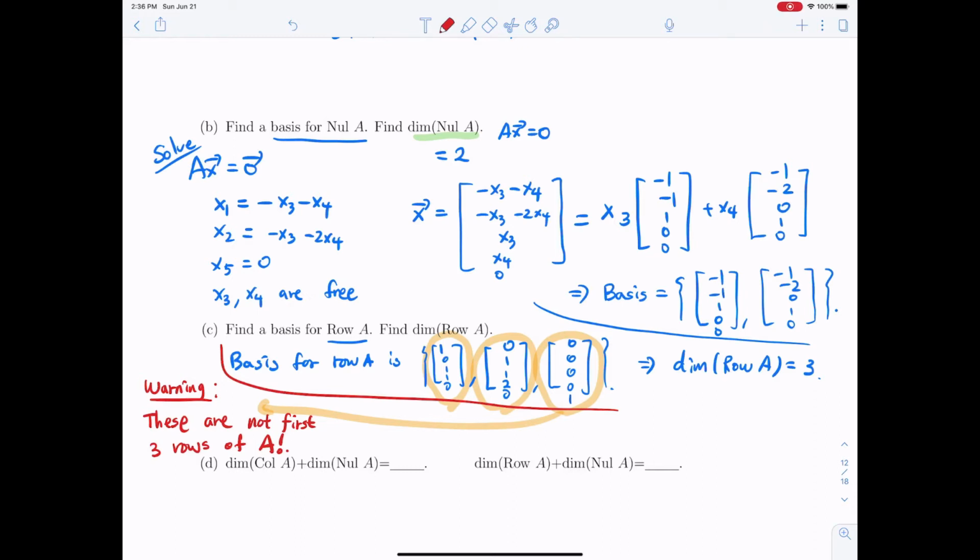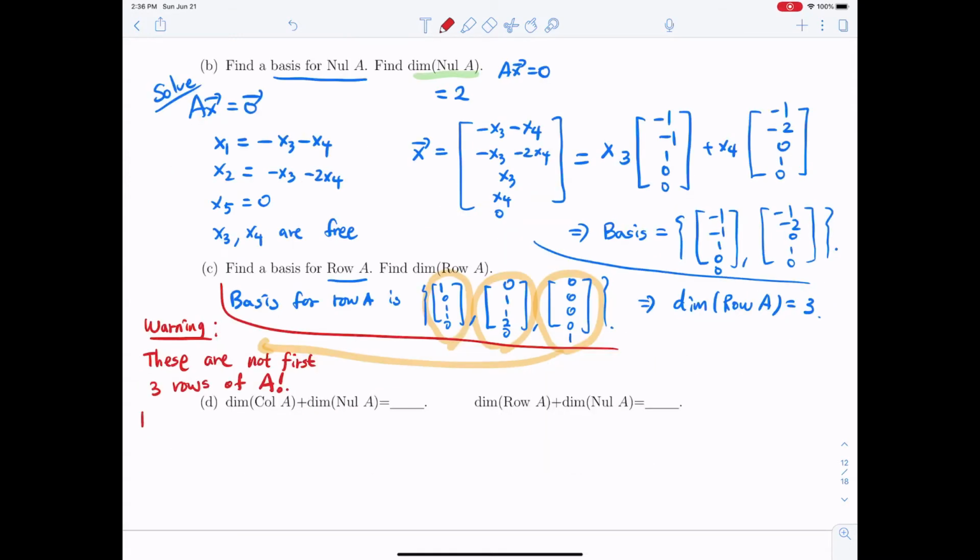And in fact, we cannot use the first three rows of A as a basis for the row space of A because they could be linearly dependent. Or in other words, if you conduct the row reductions, that certainly changes the relationships between the rows. So we cannot guarantee that the original three vectors are linearly independent. So make sure you choose the vectors from the RREF of the given matrix.